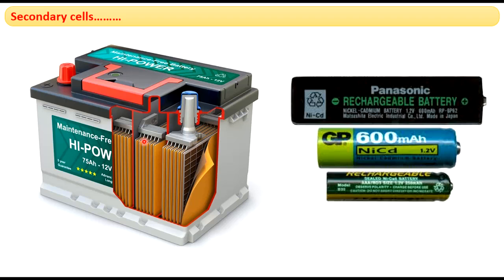We can see in the picture, this is a lead acid battery, an example of acid storage battery. This is the negative terminal, this is the positive terminal. This is lead acid battery, and these are nickel cadmium batteries.